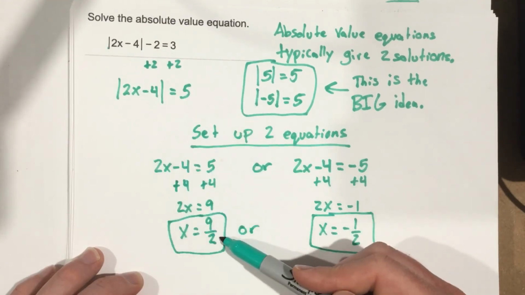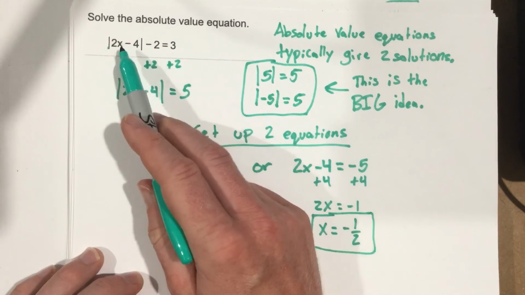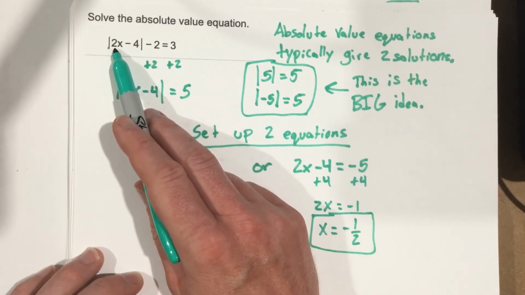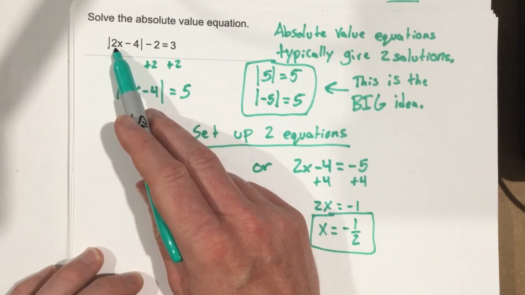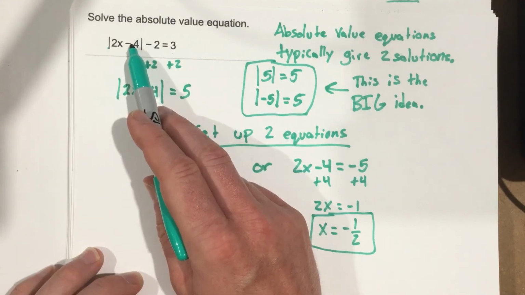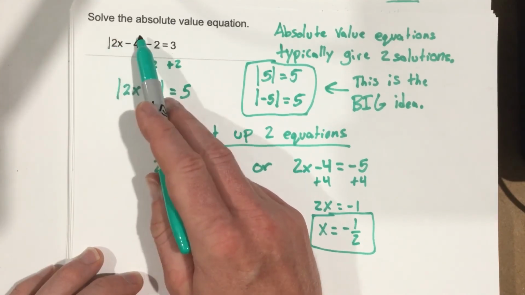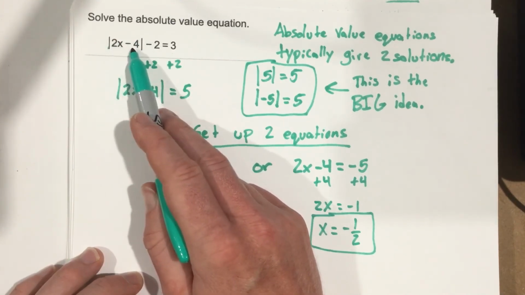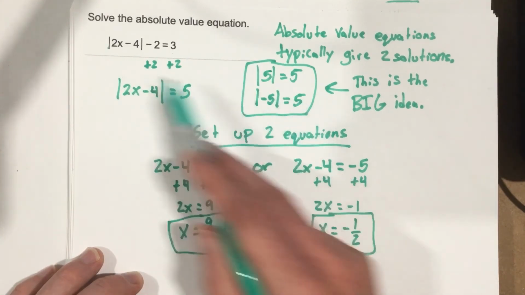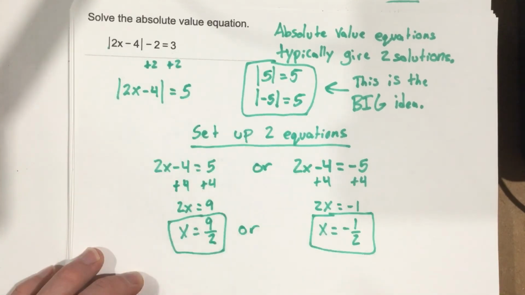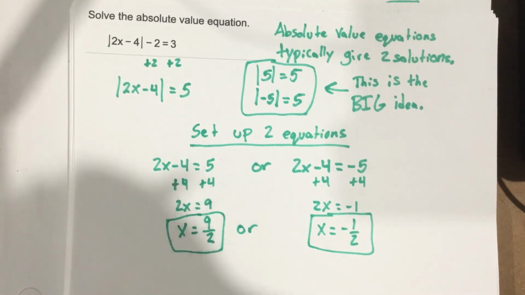So that works. Plug in the negative 1/2. Negative 1/2 times 2 is negative 1. Negative 1 minus 4 is negative 5. See how we get the negative 5 inside the absolute value signs? Absolute value of negative 5 we know is 5. So then we have 5 minus 2, which is 3. So both of these are solutions. And that's how you check your answer.